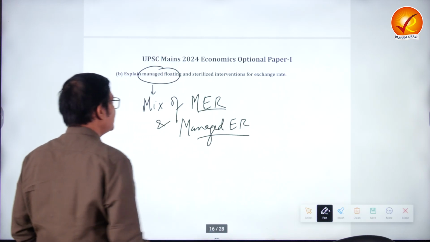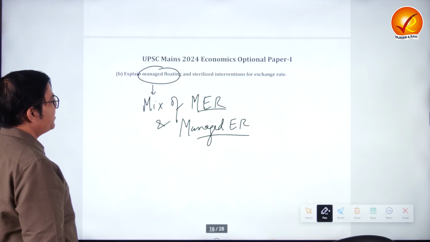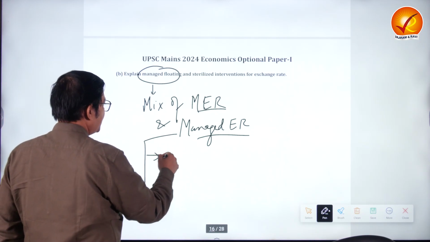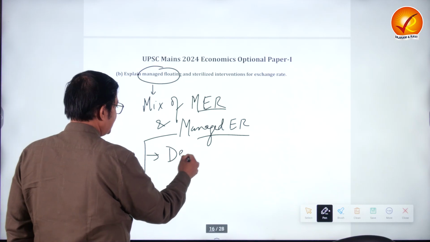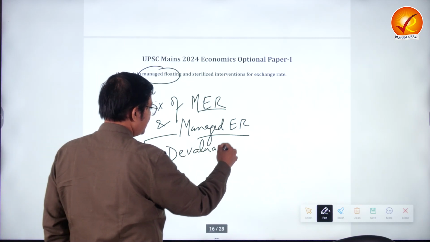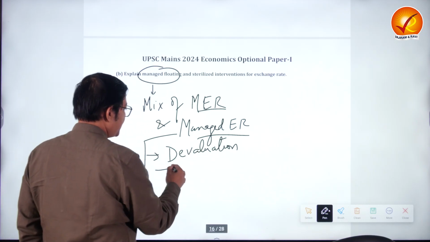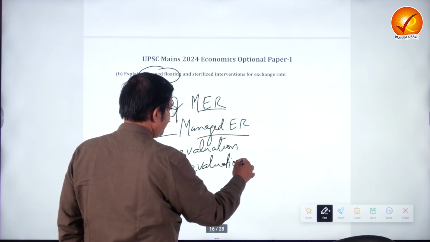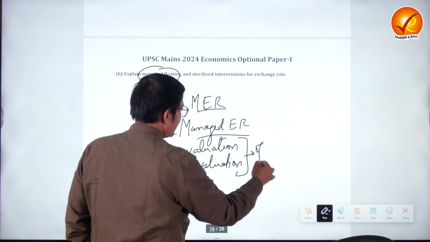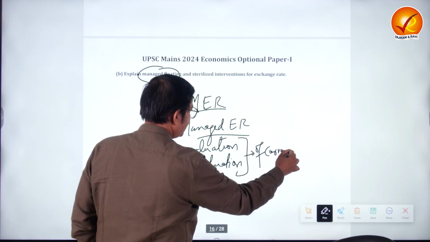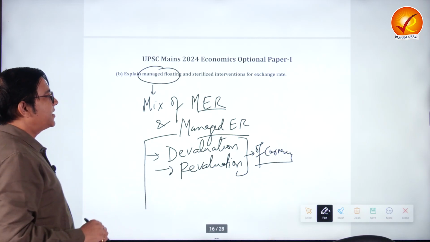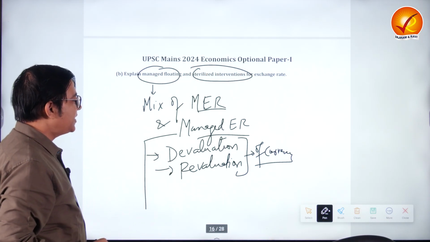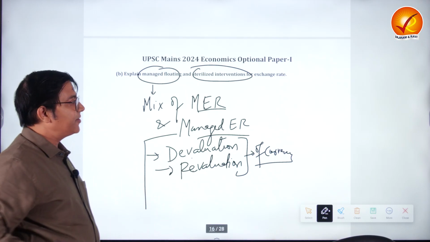Floating as in market, and then the managed one. From time to time RBI, or any central bank, can do it through features like devaluation of currency or revaluation of currency, etc. So in managed floating exchange rate, devaluation and revaluation of currency can be talked about. Sterilized intervention is also somewhat similar in the sense that even in that case there may be devaluation, revaluation, etc.